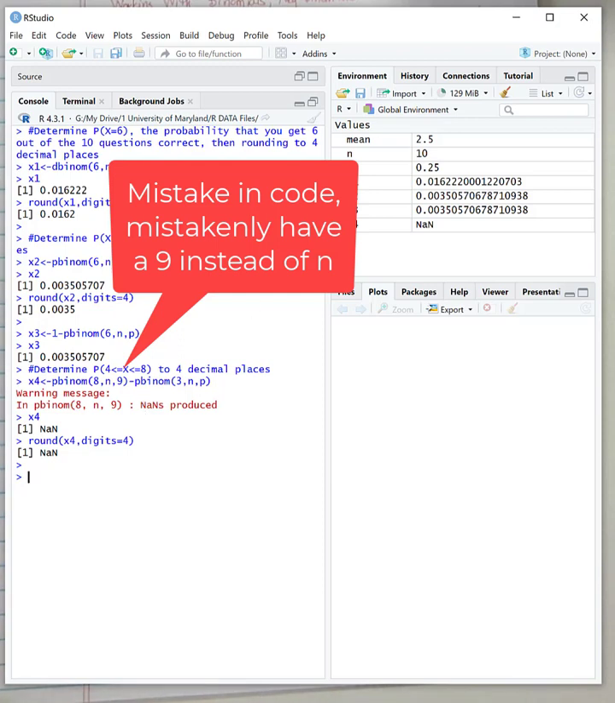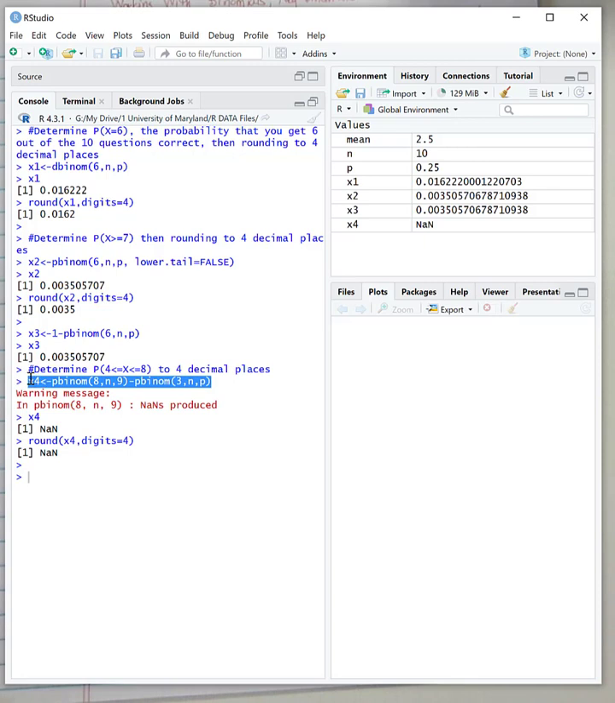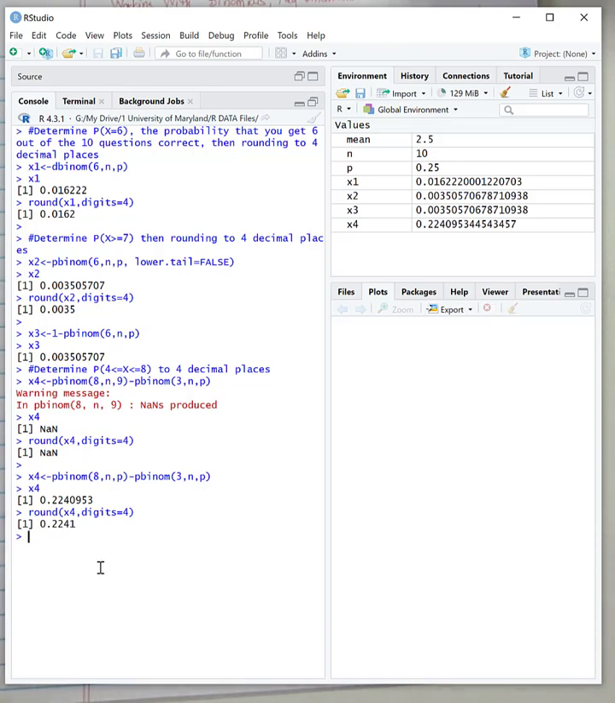Whoops. Oh, I'm sorry, I should have put a P there. I don't know why the 9 was in there. So let me redo this. It doesn't understand that probabilities have to be numbers between 0 and 1 and not greater than 1. So it should have been a P. Did that a little too quickly. So we can see what our x4 is. And then now we can round to 4 decimal places and hit enter, and there is our probability between 4 and 8, including 4 and including 8.